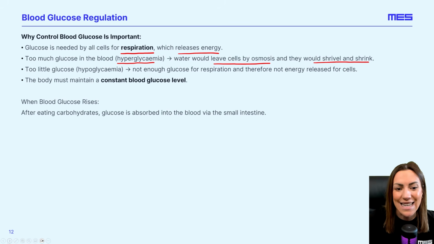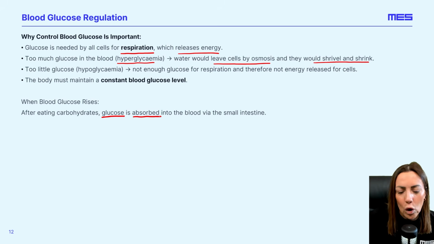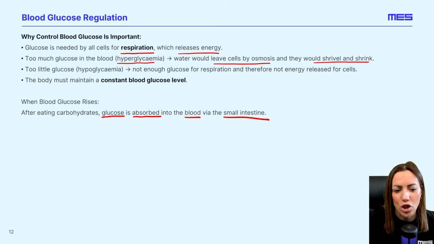Now, this would be after eating carbohydrates. If you eat starch, it's digested into sugars, or if you eat sugary foods, sweets, cakes, whatever. Even fruit has a lot of sugar in it, right? So after eating carbohydrates, glucose is absorbed into the blood, and that happens in your small intestines, which you should know from your paper 1 revision.